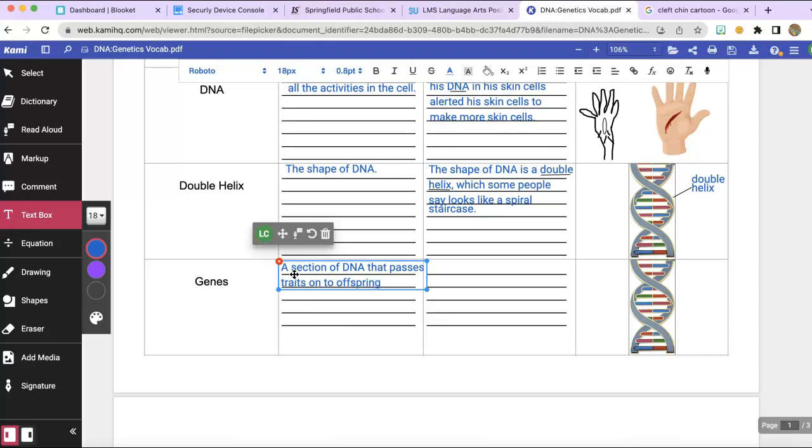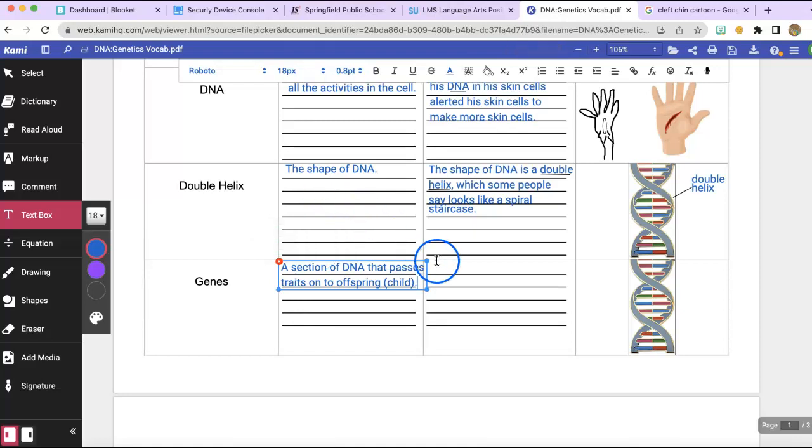Now my question is, what is offspring? Well, if you don't remember what an offspring is, you are an offspring. An offspring is a child. Make sure you have that written down. So genes is a section of DNA that passes traits to an offspring.